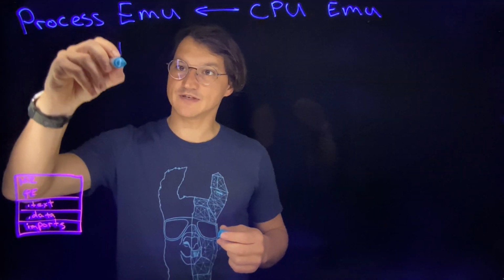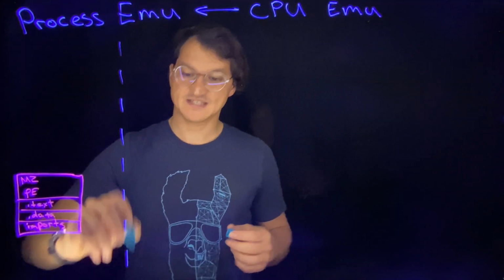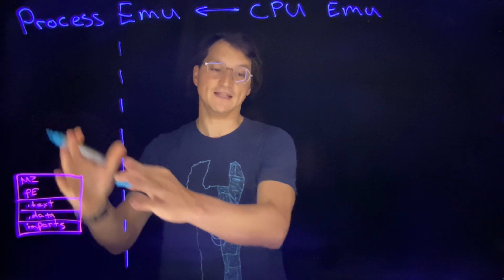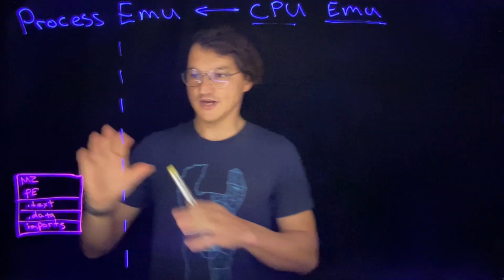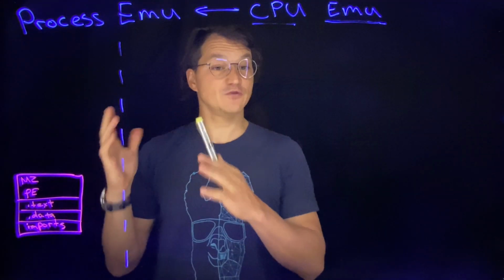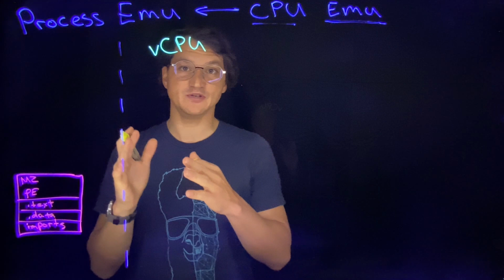So we need to emulate it to unpack the first layer. For this, I'm going to split the space here. So this one is the file itself. And this one is going to be our CPU emulator memory space. To emulate a binary, we need a few things first. We need a virtual CPU, or vCPU.